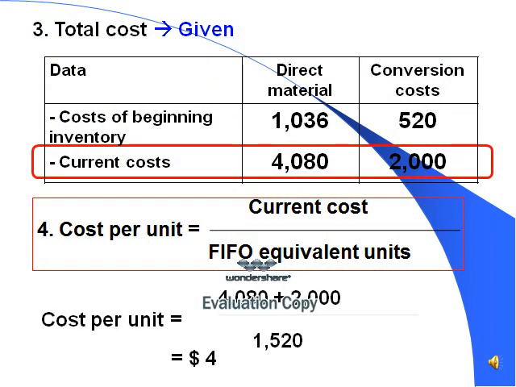Step number 3, total cost given. Step number 4, cost per unit equal current cost divided by FIFO equivalent units. Current cost 4,080 for direct material plus 2,000 for conversion cost, divided by FIFO equivalent units 1,520, so the cost per unit equal 4.